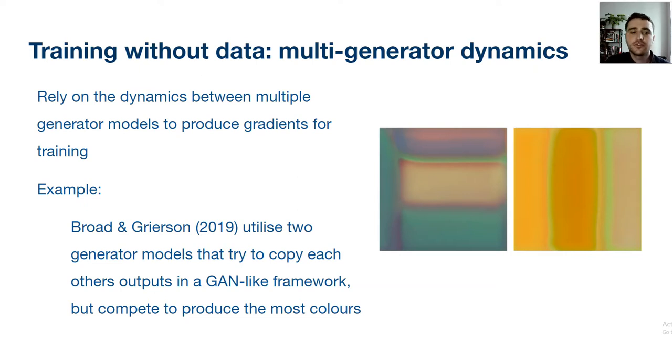So in some of my previous work, I trained two generator networks in a framework that takes inspiration from the GAN framework. But instead of a generator trying to reproduce data, we have two generators that are trying to copy each other. They converge into producing quite simple forms, but a trick to get them to produce diversity in their output distributions was to get these two generators to compete to produce the most colours in their output batches.